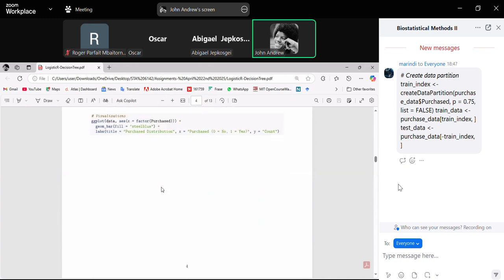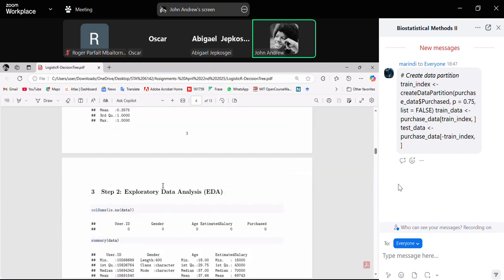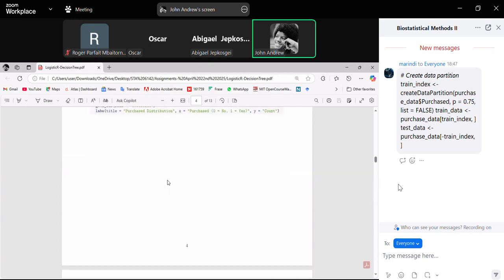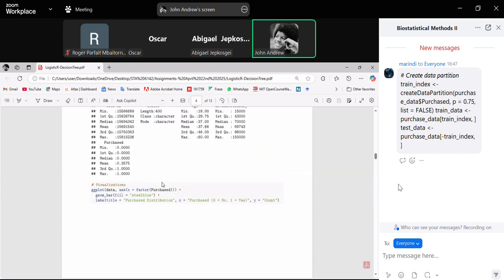And then we did some EDA, exploratory data analysis, where we explored the data to understand patterns. On purchase, most users had not made a purchase.